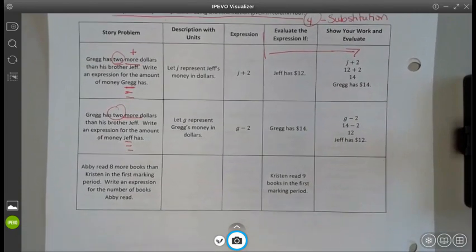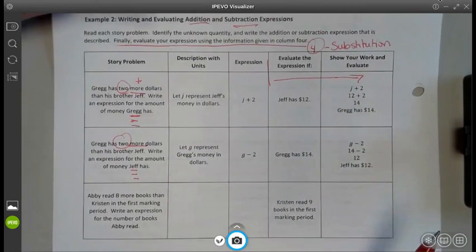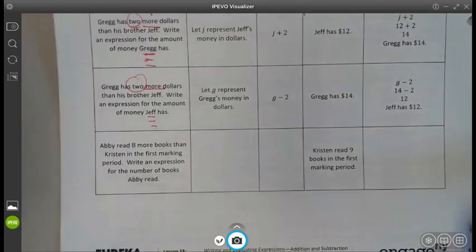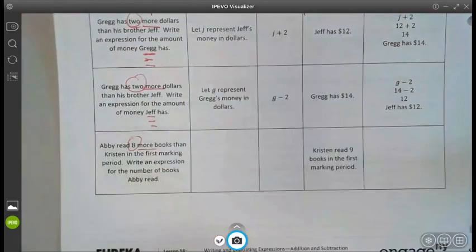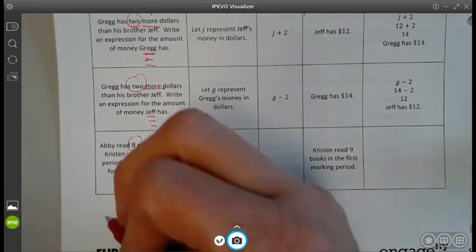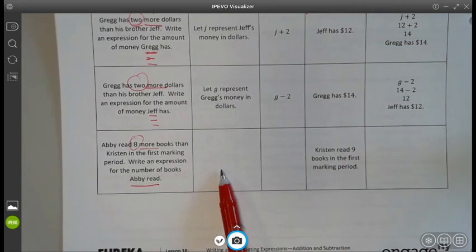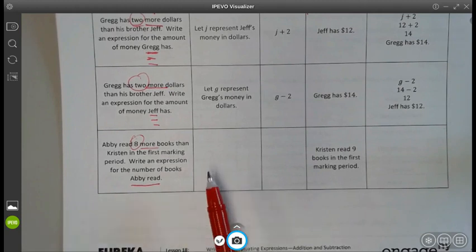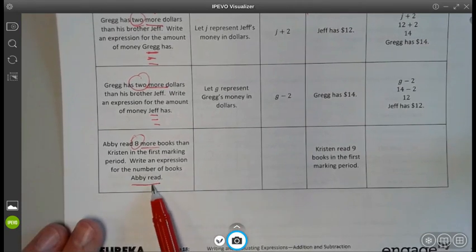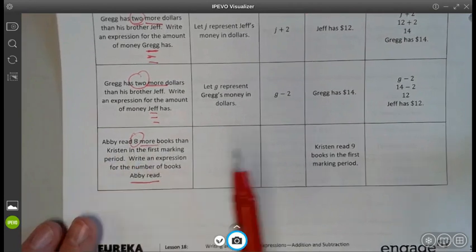So let's see if we can put this into practice. Abby read 8 more books than Kristen in the first marking period. Write an expression for the number of books Abby read. So write a description with units. So what are we going to be finding? Okay, we want to write an expression for the number of books that Abby read. We know she read 8 more than Kristen.